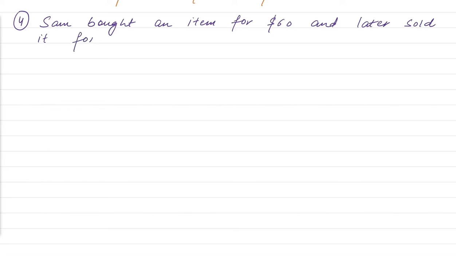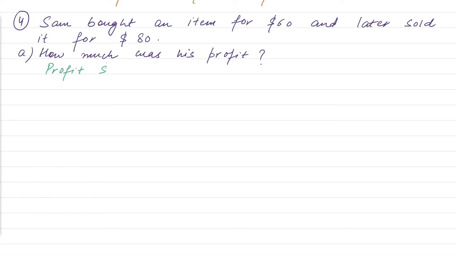Now let's do another one. If Sam bought an item for $60 and later he sold it for $80. So $60 is one value and $80 is another value. Bought for 60, sold for 80. Suppose we have been asked how much was his profit. It's very simple: we need to take away the value he bought from the value he sold. So $80 take away $60, that will be the profit, which is equal to $20. 80 take away 60 is 20.